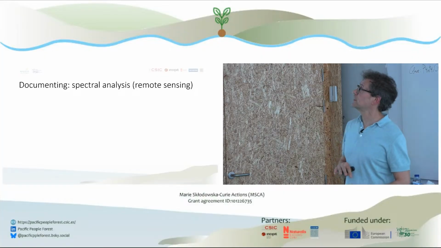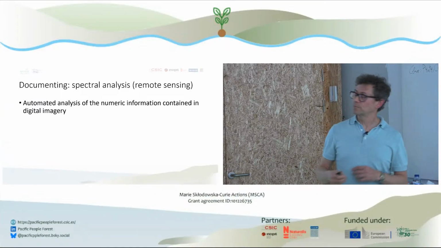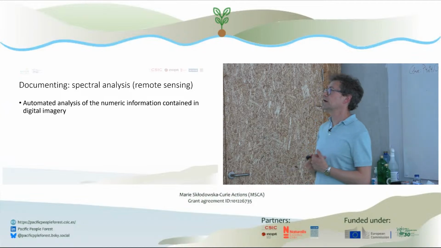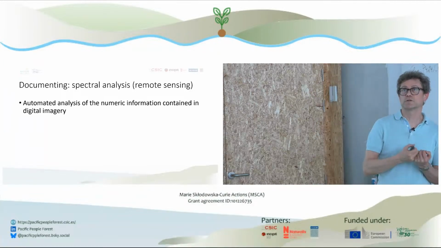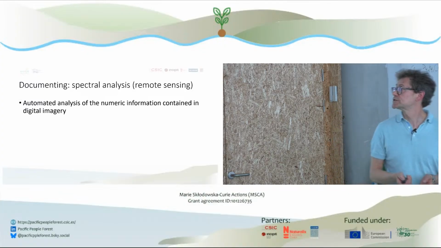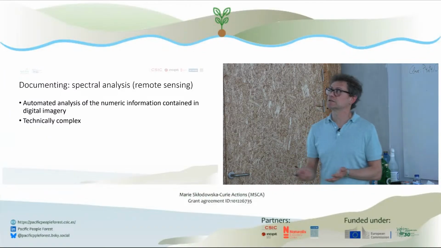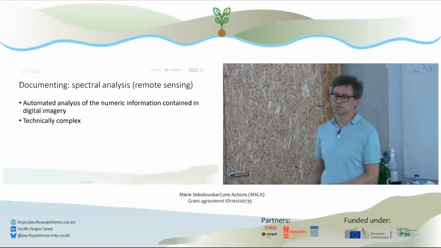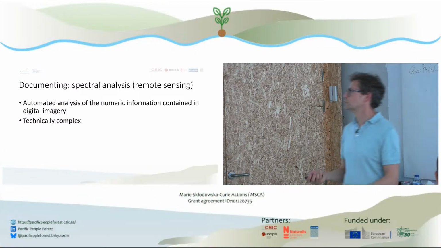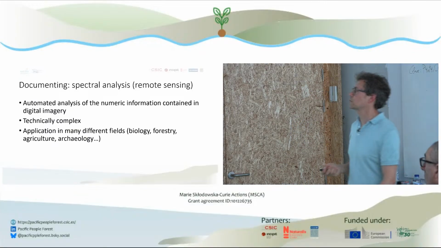This is something different from doing remote sensing, properly speaking. Remote sensing deals not with visually interpreting what we see in a satellite or aerial image, but with extracting information from the numbers included in any digital image. Compared to photo interpretation, this is a technically complex process. It's not as simple as looking at a picture and seeing what's going on there, but involves some technicalities that are not so easy to grasp. It's applied in many different fields: biology, forestry, agriculture, archaeology, and so on.